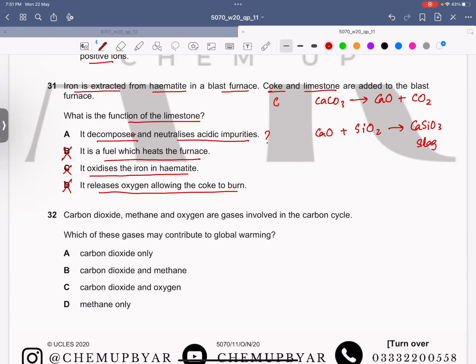And let me recall you, see, it decomposes. This is correct because in the first stage that is happening. Neutralizes acidic impurities. This is also correct because calcium oxide is a metal oxide and metal oxides are basic, and silicon oxide is a non-metal oxide, and non-metal oxides are acidic. So both the things that are written in the option A are correct. Is this clear?